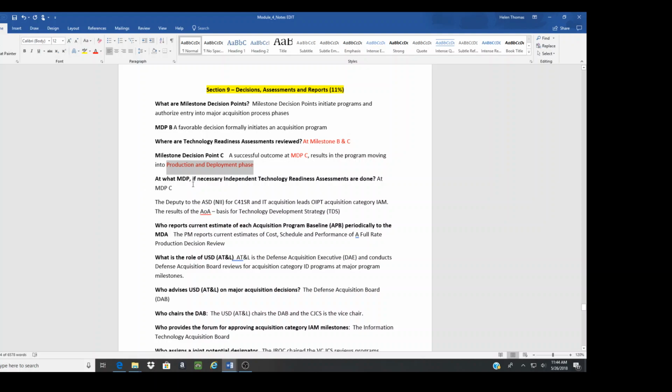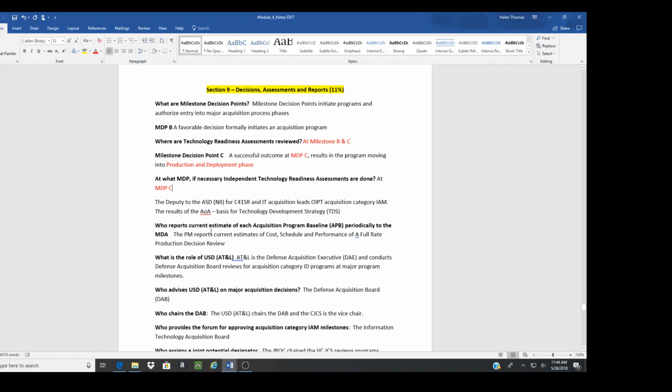At what milestone decision point, if necessary, are independent technology readiness assessments done? It says at milestone C. So you look at all the ones that happen at C, and all the ones that happen at B. This is the information technology guide, the C4 we talked about in Section 8, and the IT folks here: automation systems, and the results of the analysis of alternatives as the basis for the technology development strategy. So we're talking about milestone C here.